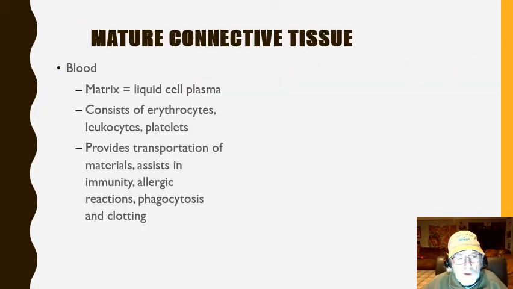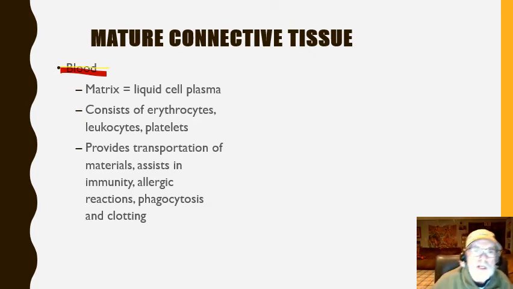Now, one last thing I want to mention in regards to connective tissue is blood, okay? Blood is also a connective tissue. And I did that in red. That was appropriate, I guess. If I look at it, it makes sense, because blood is cells in a liquid matrix, and that liquid matrix is what we call plasma. Plasma is all the liquid area.